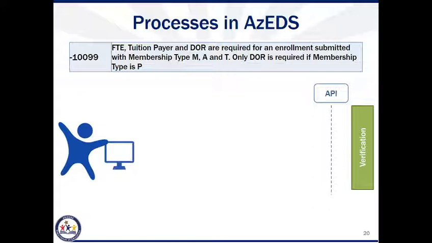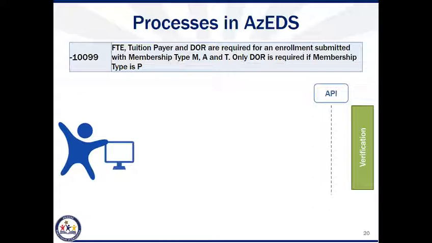Or T is for TAPI. TAPI is for AOI students, or Arizona Online students, or students that are taking online courses at an online school. T for TAPI was the old term used in the SACE world. It used to be the acronym for Technology Assisted Based Program Interface. And so that kind of stuck around, and T is for online schools. That's a tricky one. Only DOR, so district of residence, is required if a membership is type P, and those are program only students.